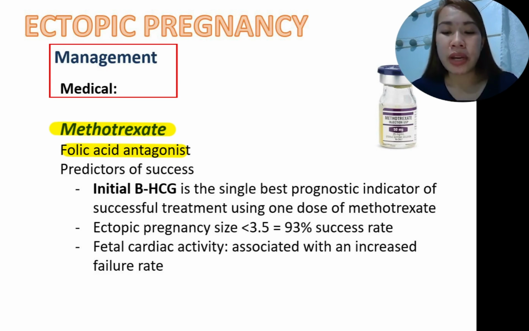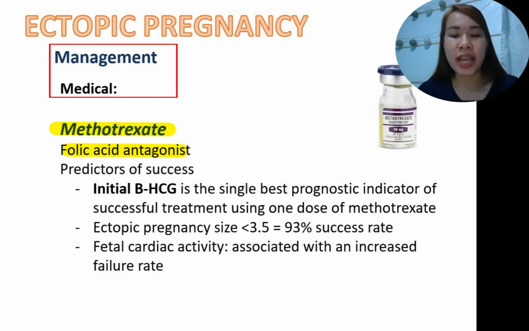Those with intrauterine pregnancy, methotrexate will not be allowed to use. Those who are breastfeeding, those with immunodeficiency, chronic renal disease and hepatic disease, or chronic pulmonary disease, blood dyscrasia, and peptic ulcer disease. Now, what are the predictors of success of methotrexate? How do we know that it is working?